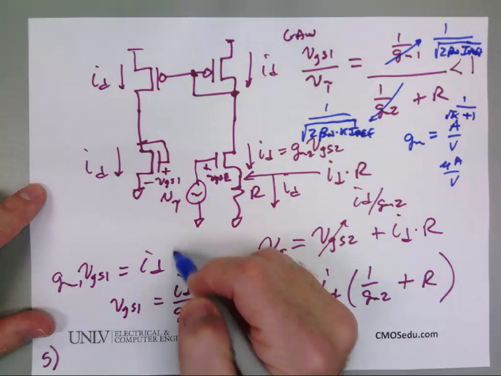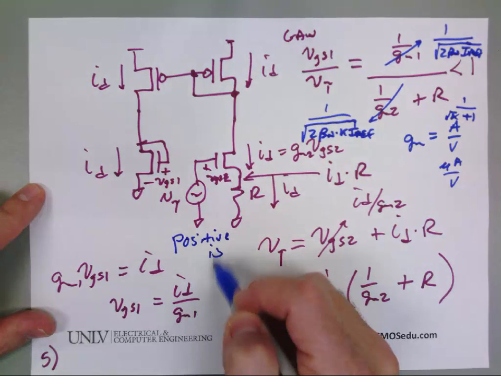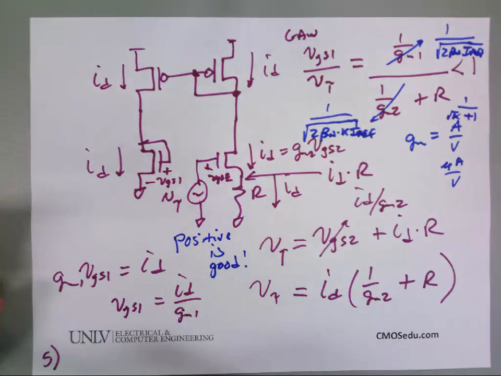This is an example where positive feedback is good. If you're doing an oscillator, you don't want it less than 1, because then it'll be stable. For an oscillator, you want it to be unstable and to oscillate, so you want your feedback to be greater than 1.